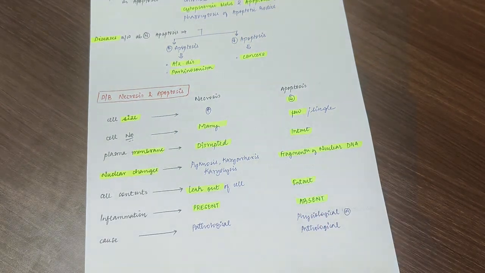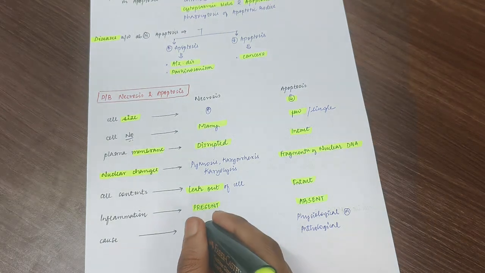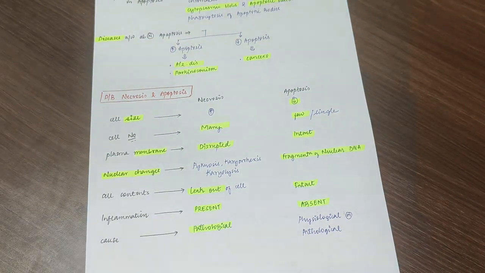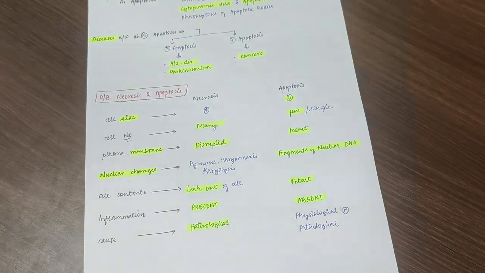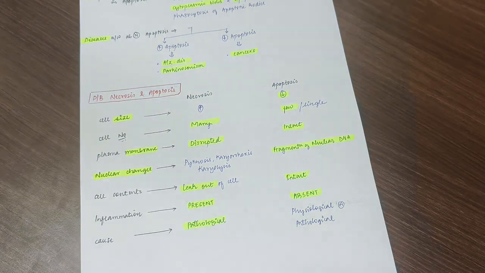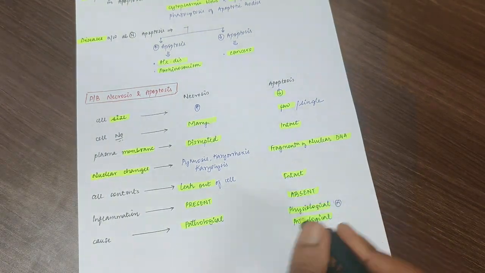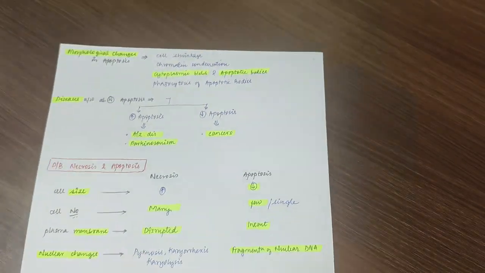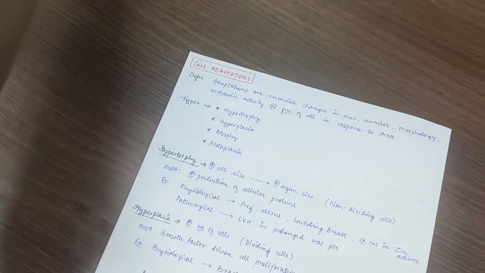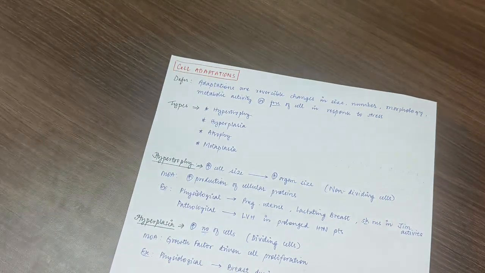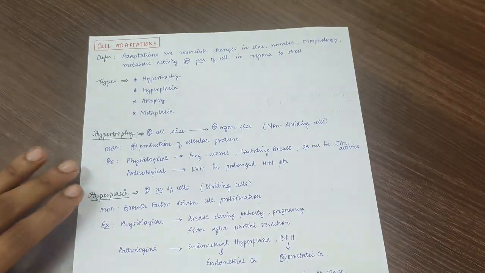So what is the cause now? Necrosis is always pathological. Never forget, it is always pathological. Whereas apoptosis can be physiological or pathological. Don't forget. Next, we are going to deal with the cell adaptations.